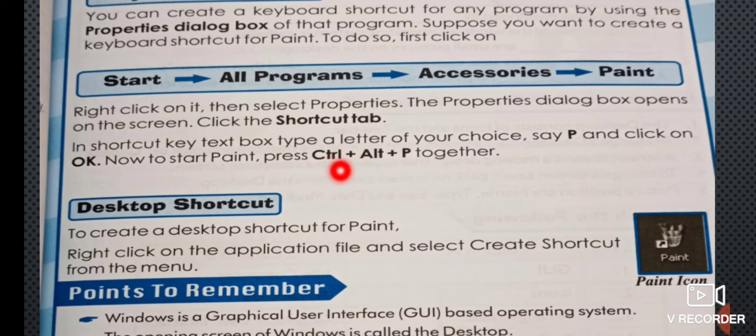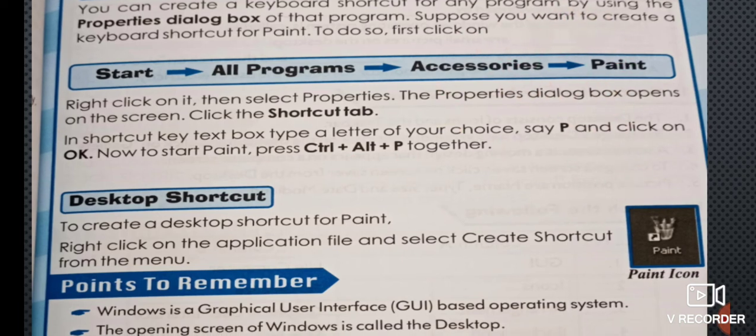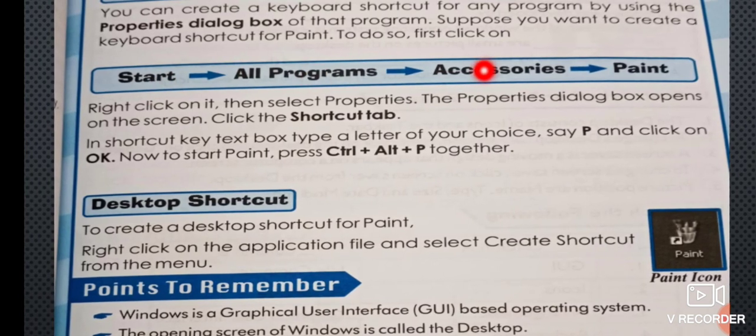For creating a shortcut, you have to click the shortcut tab. The properties dialog box opens. After that, you have to click the shortcut tab. In the text box, you have to type the letter P and click OK. And now you can just press Control plus Alt plus P and Paint opens. Instead of going to start, all programs, accessories, Paint, we can just press the keyboard keys Control, Alt and P together, and Paint opens.